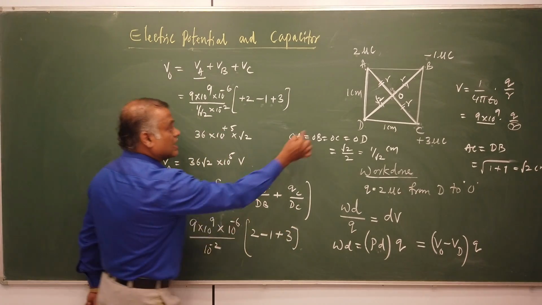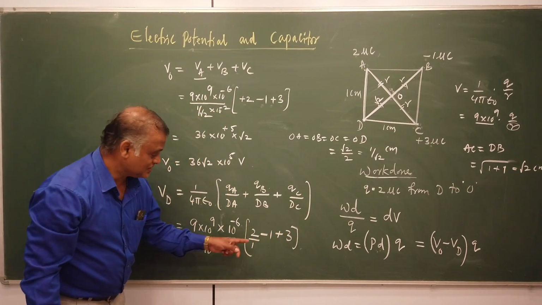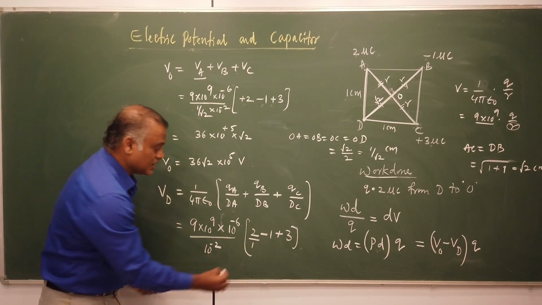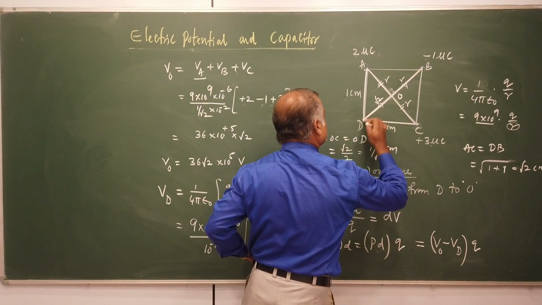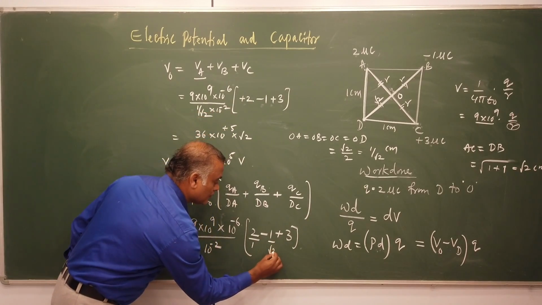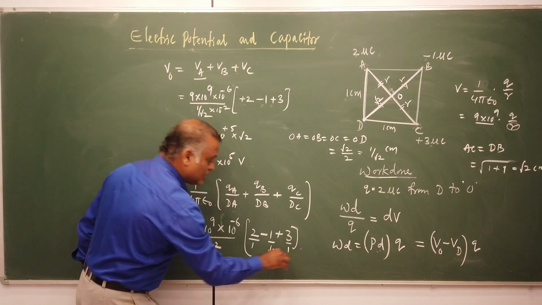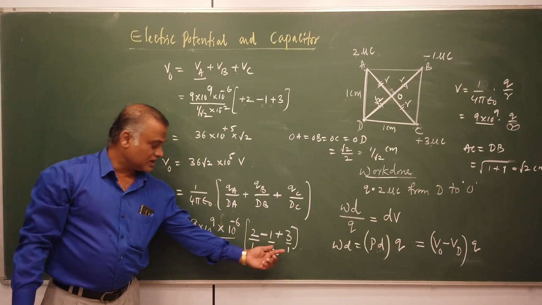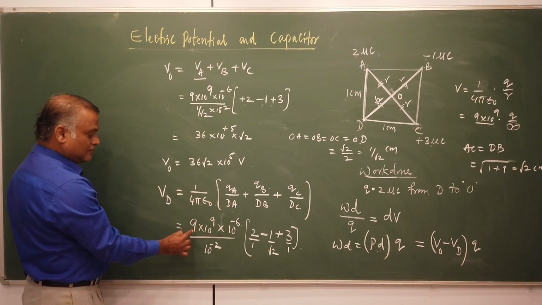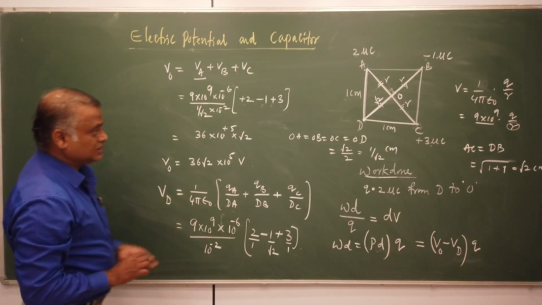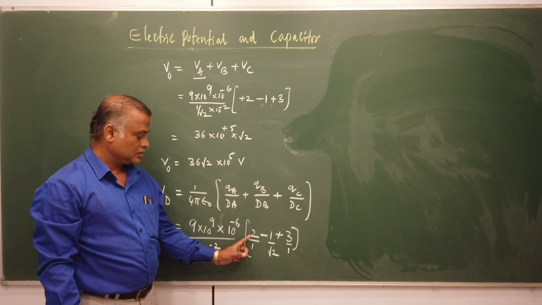Here, dA is how much? 1. I had forgotten this. 2 by 1. Centi is taken outside. Minus 1 divided by, what is the total distance here? Root 2. All divided by dC, which is how much? 1 centimeter by 1. So I have taken centimeter common now. Just apply your mathematics. Potential at D. I just remove that. Further simplification.